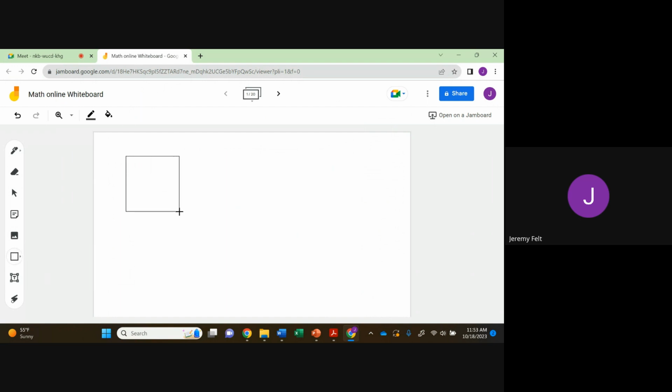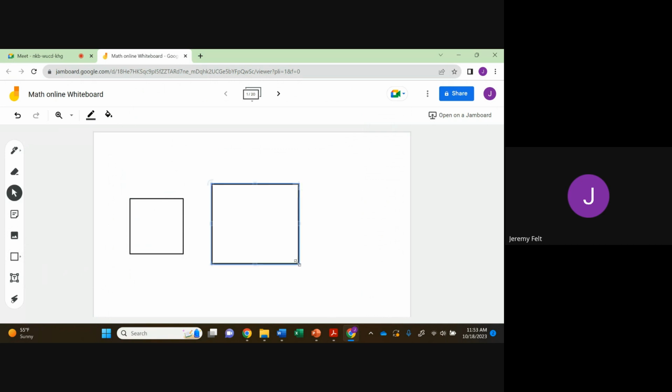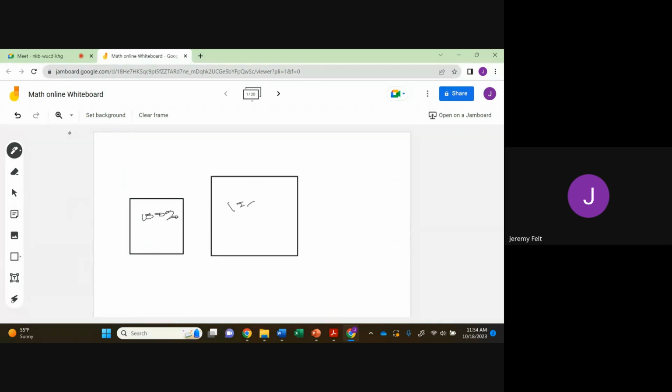We'll do our best to make an original square, and we'll say this is the enlarged square. So again, we're going up by 50%. This one is our original, so it's 100%. We're going up by 50%, so we're adding 50. So this is now 150%.